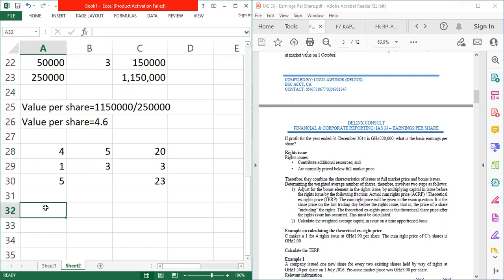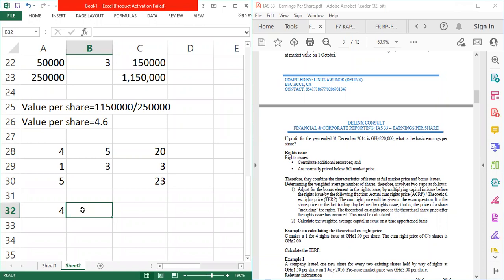So C makes a 144 right issues at 1.90 per share. The right price of shares is 2 cedis. The right price is the price of the shares before the right issue. And that is the actual market value of the old shares. I'm saying that the right price is the market value of the shares before the right issue. And that is the actual market value of the old shares.